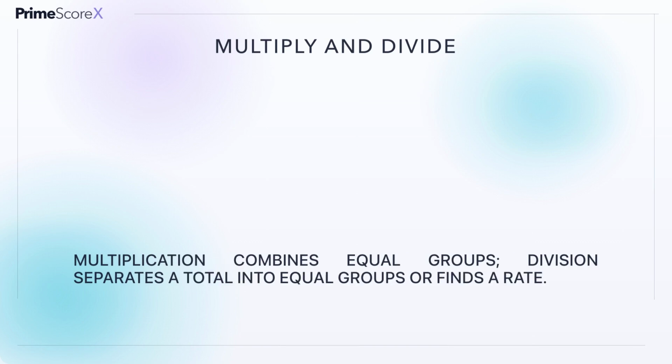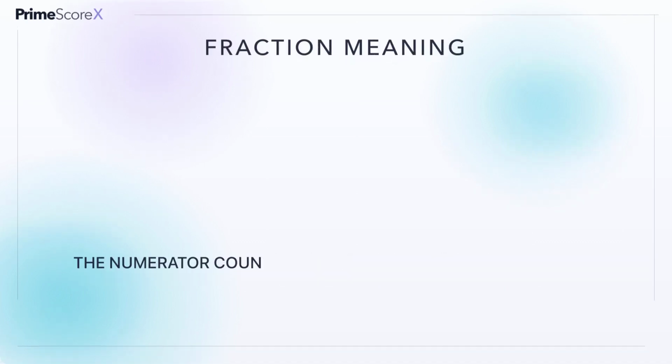Multiplication answers questions such as how many items are in several equal groups. Division works backward by finding the size or number of those groups. For example, 8 boxes with 24 pencils each contain 192 pencils. If those pencils are shared among 6 classes, each class receives 32. Always connect the operation to what the situation is asking.